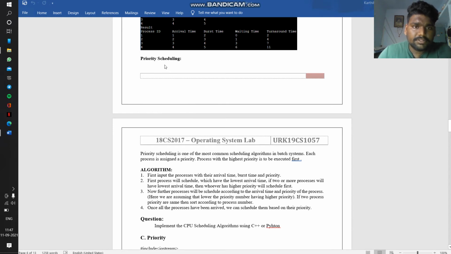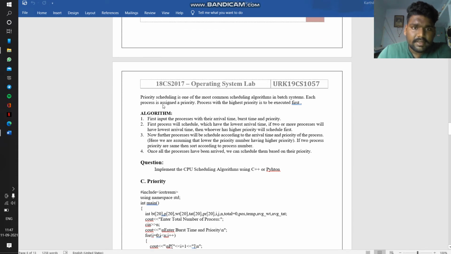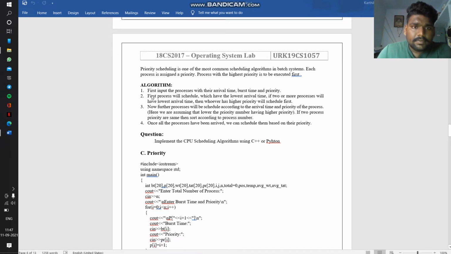And the next one is priority scheduling. Priority scheduling is one of the most common scheduling algorithms in batch systems. Each process is assigned a priority. The process with the highest priority is to be executed first. Algorithm. First input the processes with their arrival time, burst time and priority.